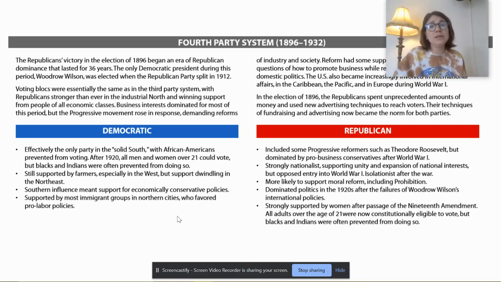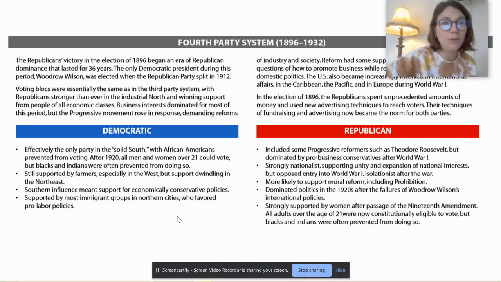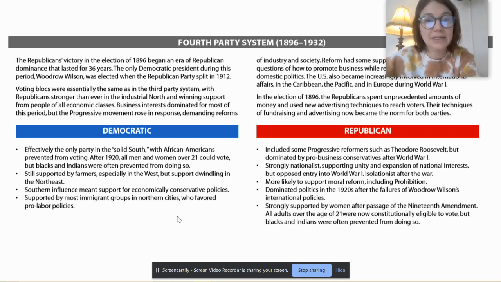But outside of Woodrow Wilson, who was our president, you should recall, when women got the right to vote, besides that, the Republicans dominated the presidential elections. Voting blocs, meaning who supported who, were pretty much the same as in the third party system, with Republicans stronger than ever in the industrial North and winning support from people of all economic classes.